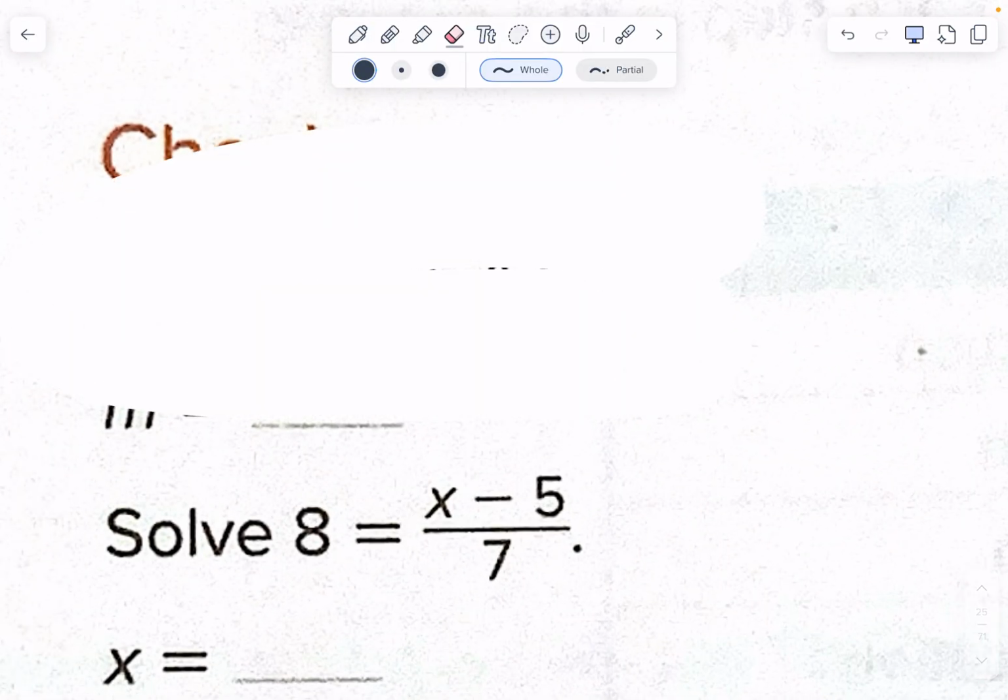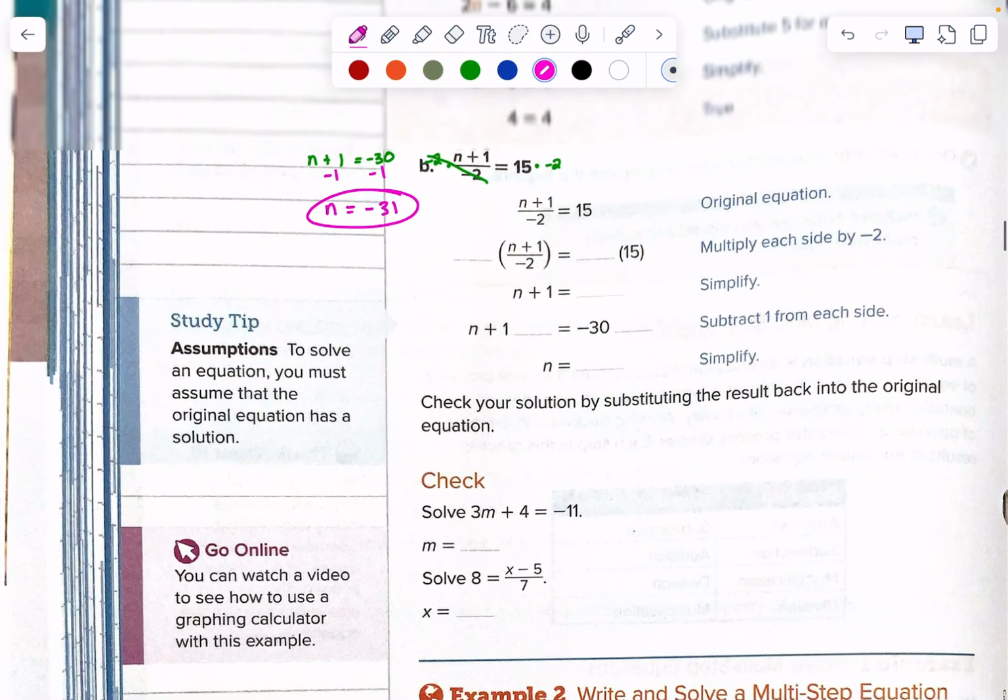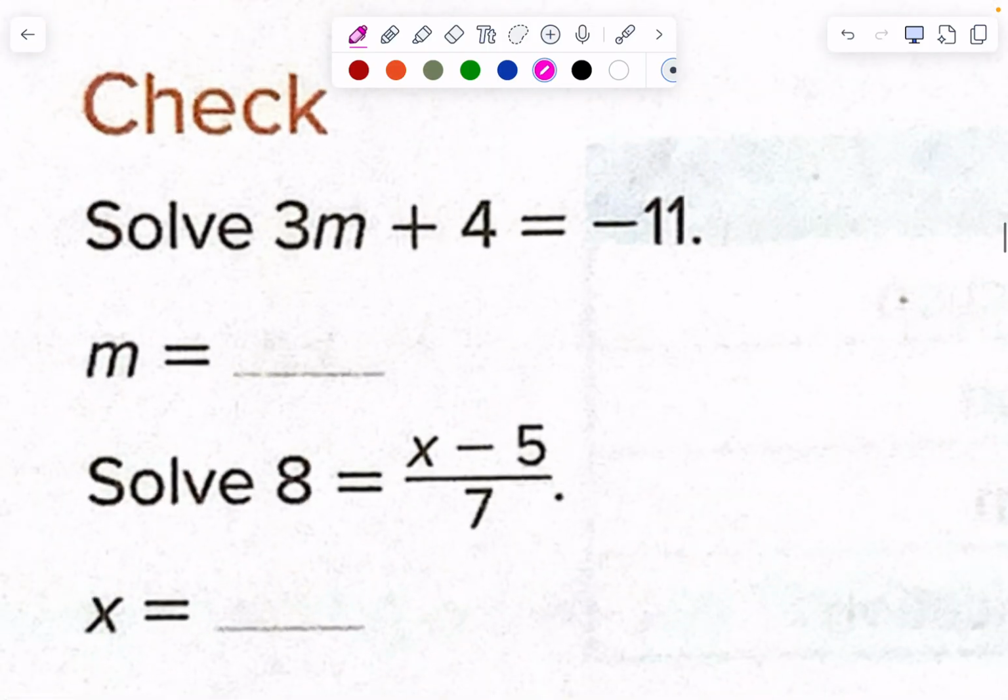This one right here: 3m plus 4 equals negative 11. Do that check on your own. See what you get, okay? It may not come out nicely. I don't know. This one does, actually. Just wait a second. Did you try it? Did you get an answer? I got 1.